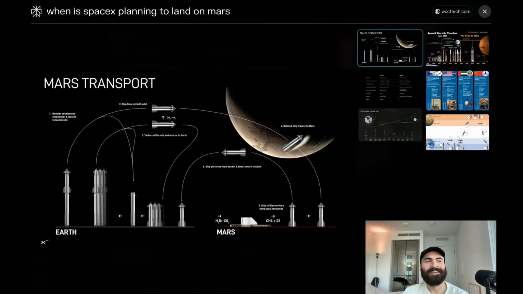Ship performs. Wow, this is crazy. They can actually do this with Optimus. They take the rocket, they land it over there, a bunch of Optimus come out, they establish the station, which is the fuel station. The fuel station is then used to fuel the rocket again, performs Mars ascent and direct return to Earth, and then returns.